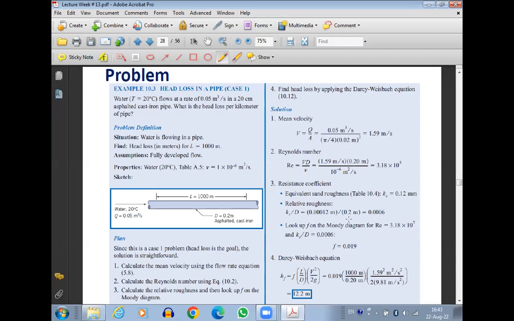Okay, so now let's see an associated problem. Water at 20 degrees centigrade flows at a rate of 0.05 meter cube per second in a 20 centimeter asphalted cast iron pipe. What is the head loss per kilometer of pipe?